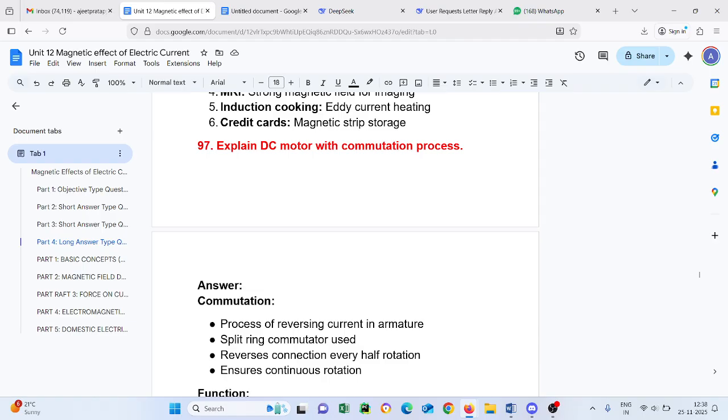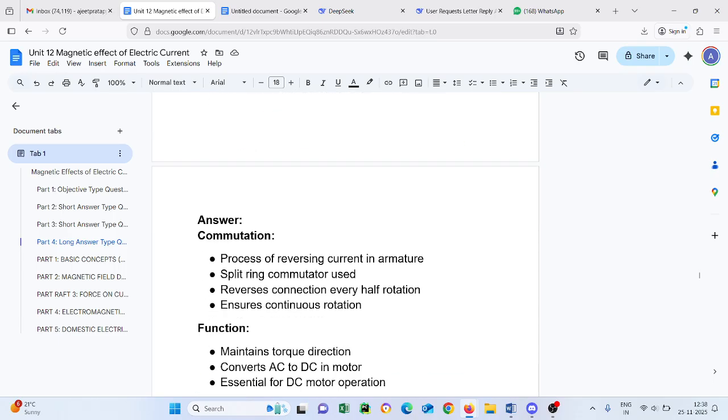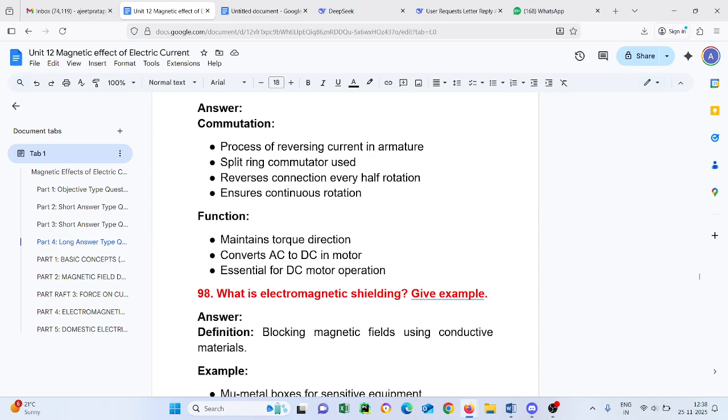Explain the DC motor with commutator process. Commutation is the process of reversing current in the armature. The split ring commutator reverses the connection every half rotation to ensure continuous rotation. Function: maintains torque direction, converts AC to DC in the motor, essential for DC motor operation.